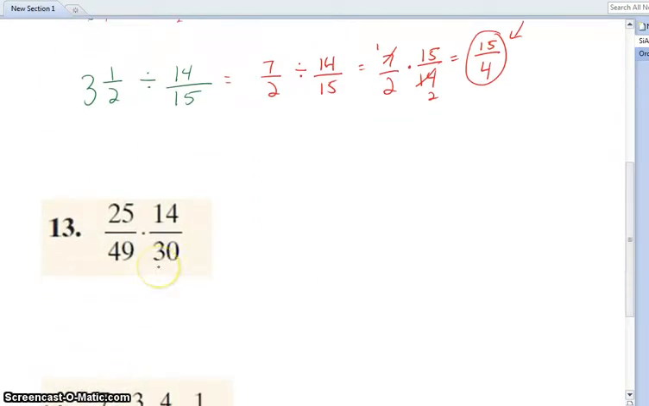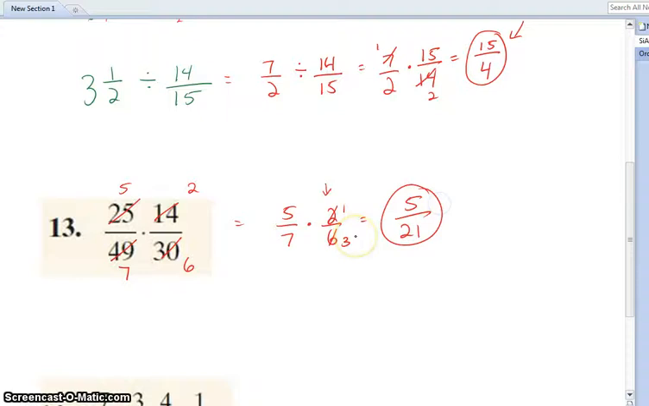Let's try this one that was part of your homework. 25 over 49 times 14 over 30. I want to reduce a 7, and I'm going to reduce by dividing by 5. So now I have 5 over 7 times 2 over 6, but I'm not done reducing because this 2/6 reduces to 1/3. Altogether, 5 over 21, and that's my final answer.